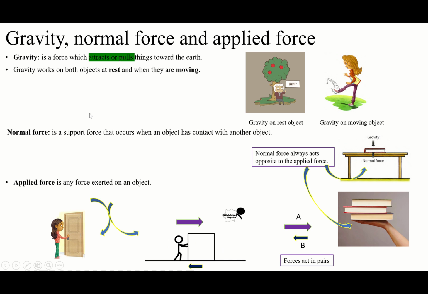And guys, we have to know this too. Gravity works on both objects at rest and when they are moving. It means gravity is not only for one object which is at rest, which means it's stopped. It's not only for an object which is moving, okay? It's for both of them. While you are moving, while you're stopping, you have gravity. Whatever is around you, if it is stopped, or I mean at rest, or if it's moving, it has gravity.